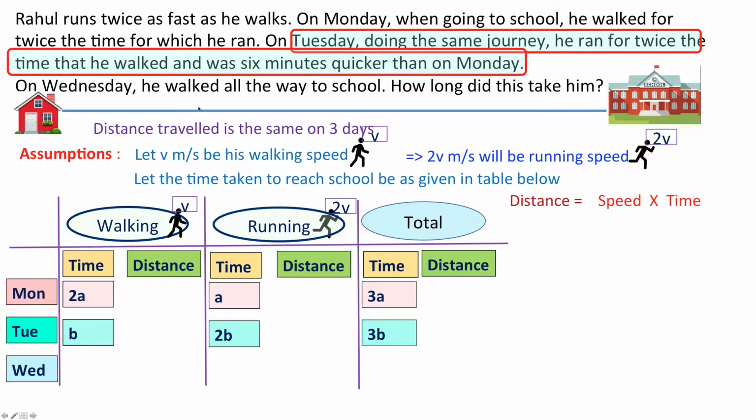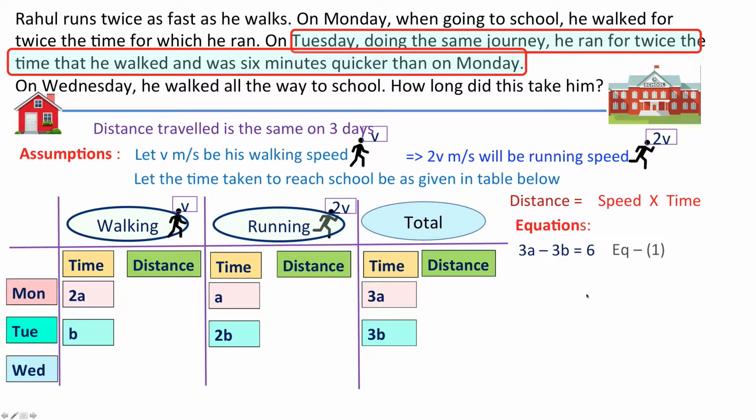Not just that, on Tuesday we also know some additional information. The additional information is that he was 6 minutes quicker on Tuesday, which means the difference between the total time taken on Monday and the total time taken on Tuesday is 6 minutes. In fact, on Monday he would have taken 6 minutes more than the time taken on Tuesday. So that gives you an equation: 3a minus 3b is equal to 6. The time taken on Monday minus the time taken on Tuesday is 6 minutes. We'll mark it as equation 1.